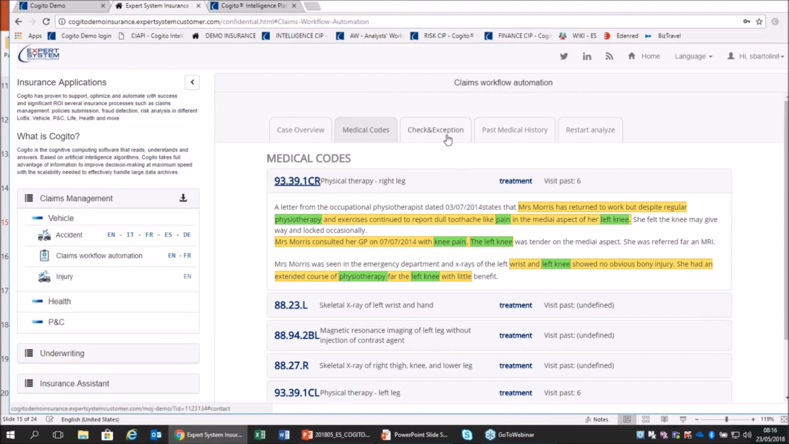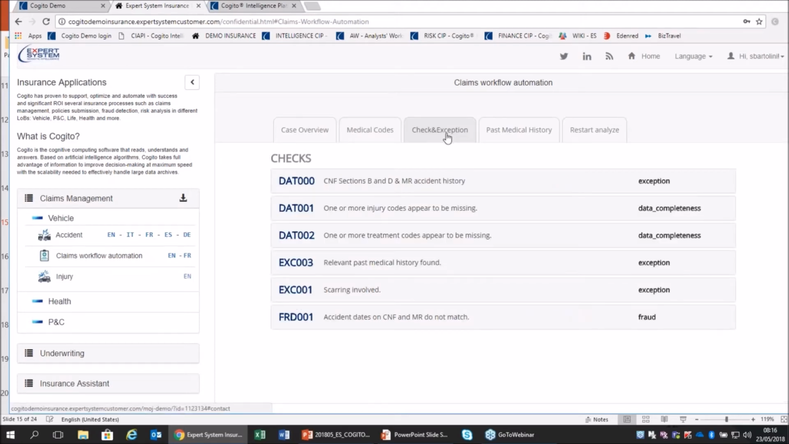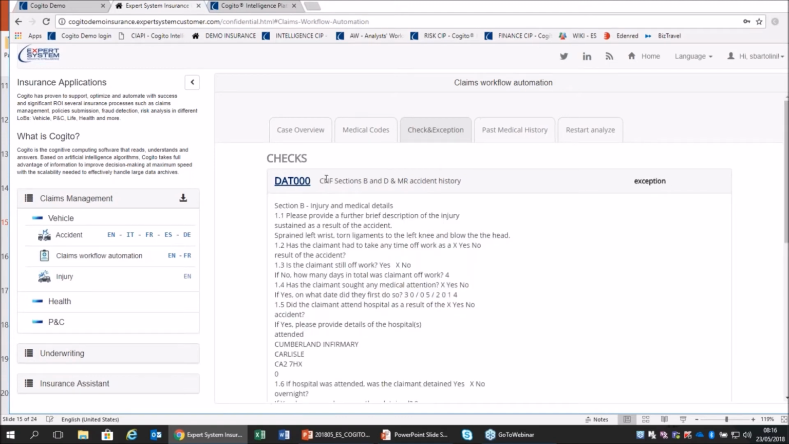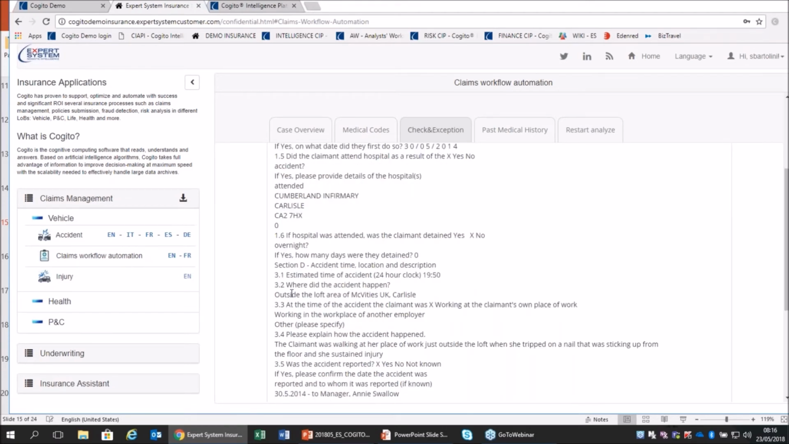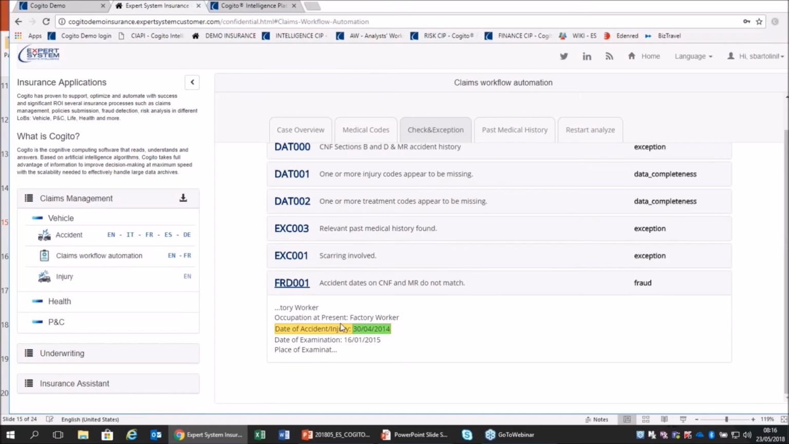the relevant data. Furthermore, my technology is also able to highlight the most relevant information, for example, the history of the claimant, and also check for exceptions, data completeness, or fraud cases. So in this example, we look at sections B and D of the claimant notification form because they are the most important sections in this form, and we need to check that all the fields are filled in. And also we can, for example, check for fraud.